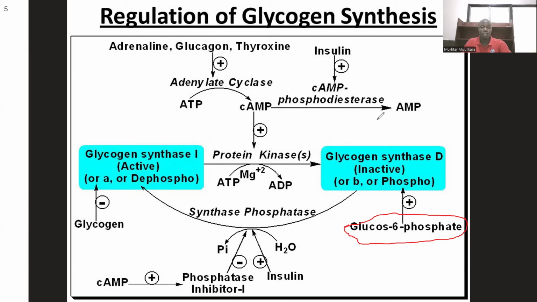After cleaving cAMP to AMP, it also activates phosphatase, removing the phosphate group to make sure that the synthase enzyme is active. So this is the allosteric as well as the hormonal regulation of glycogen metabolism. Therefore, the synthase phosphatase promotes glycogenesis, while the kinase enzymes promote glycogenolysis.